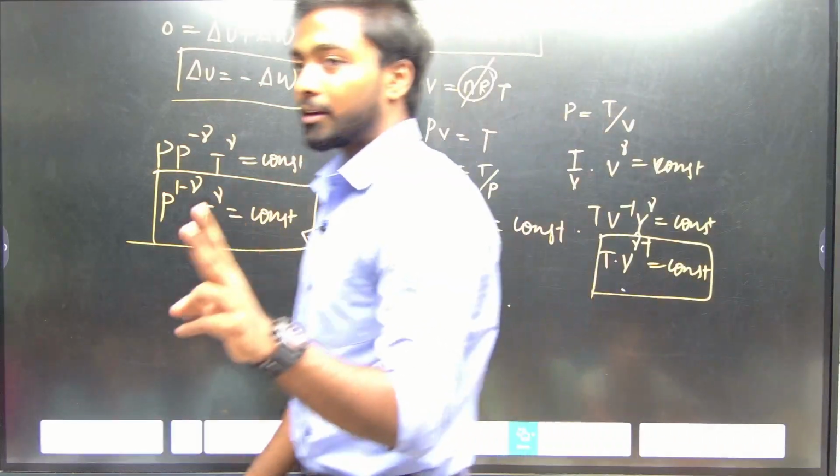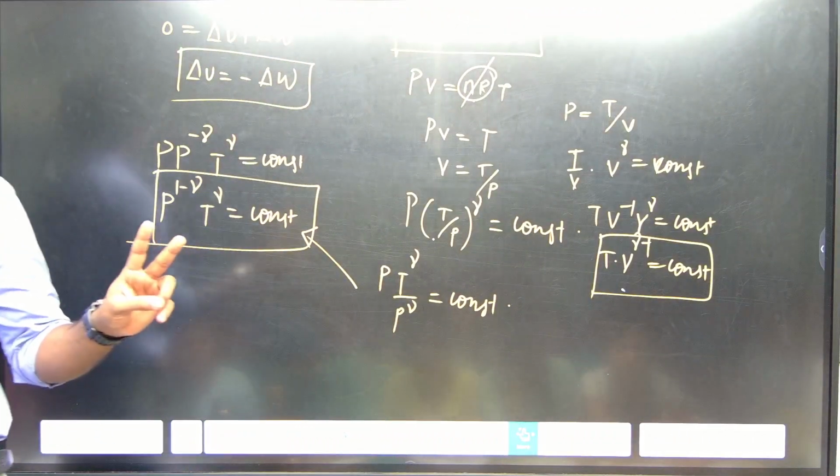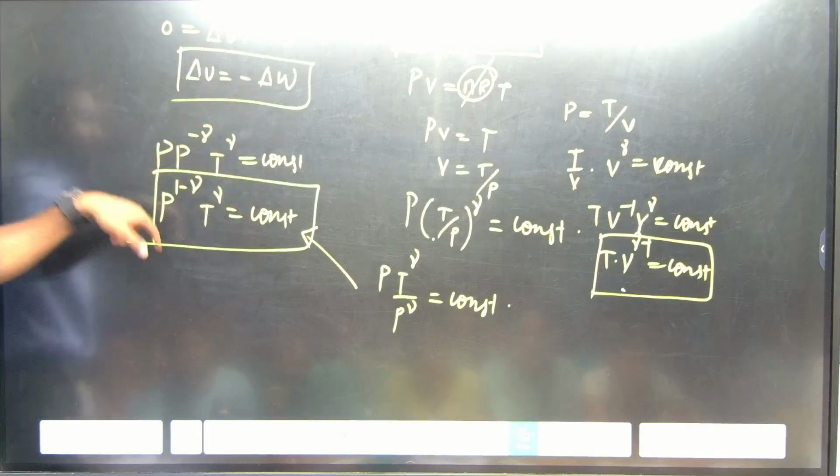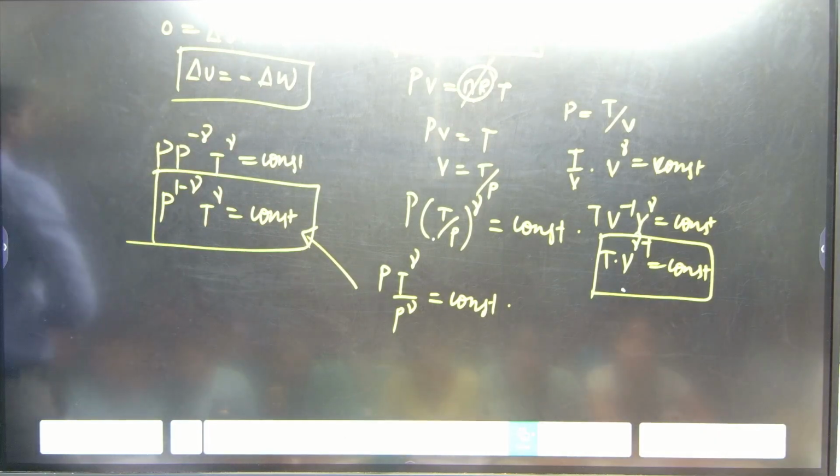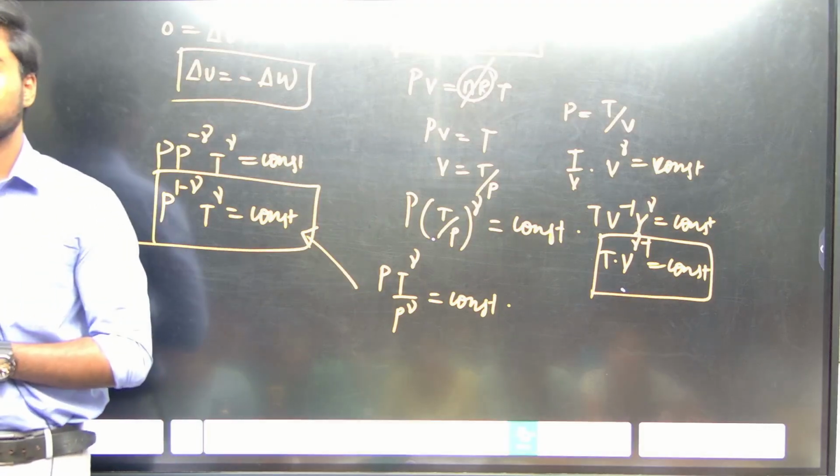PV is equal to nRT and PV power gamma is equal to constant. So from these two equations only we have got these equations. Okay. The remaining terms are only calculation part and substitutions.